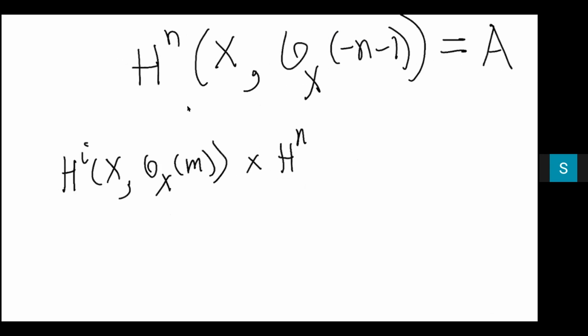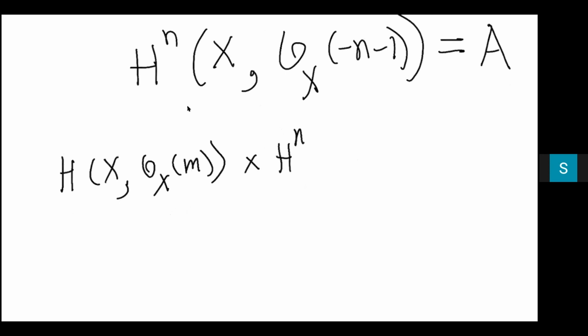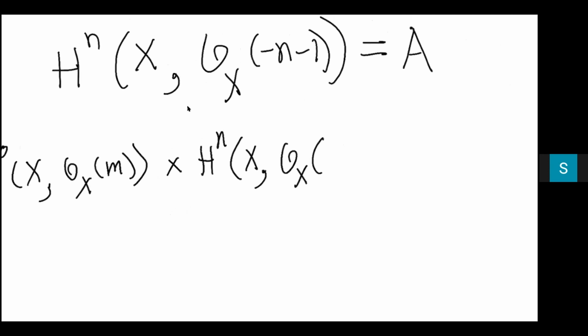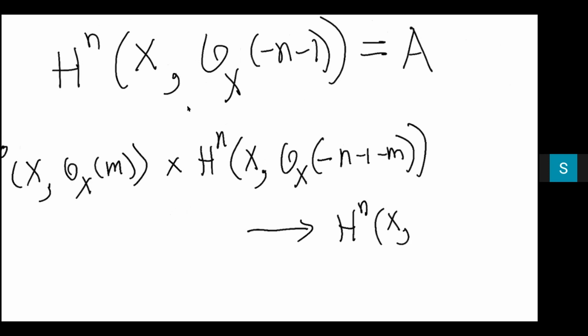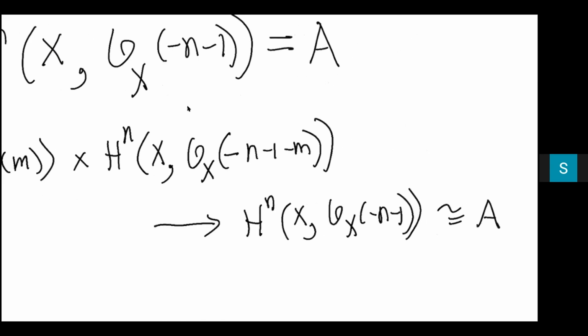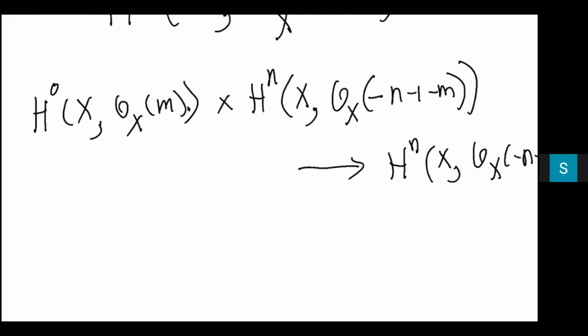Sorry, not Hi, H0. And Hn X, O X. And then I'll just do the minus of that. So minus n minus 1 minus m. And then there's a natural pairing from here to Hn X. Same thing, OX minus n minus 1 to A. So this is isomorphic to A from the part on here. And so this is a perfect pairing.